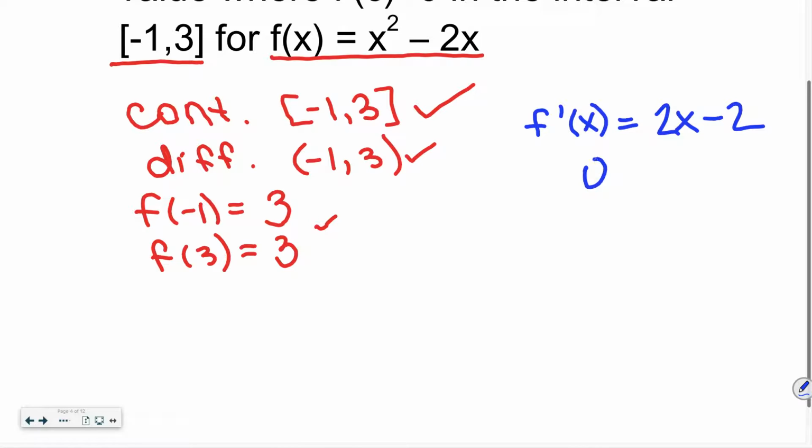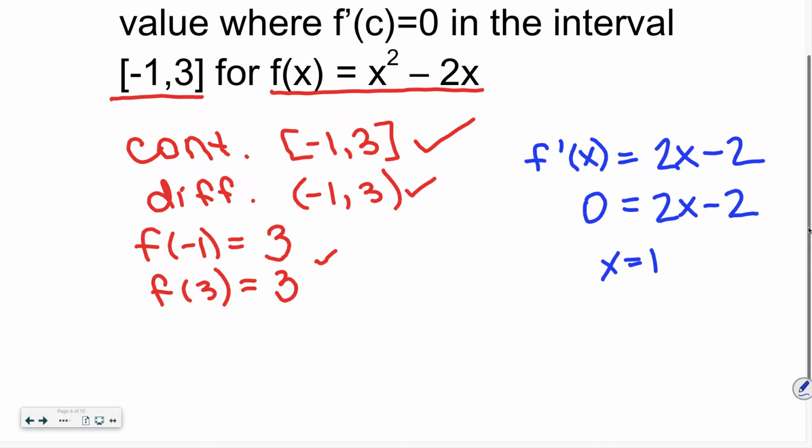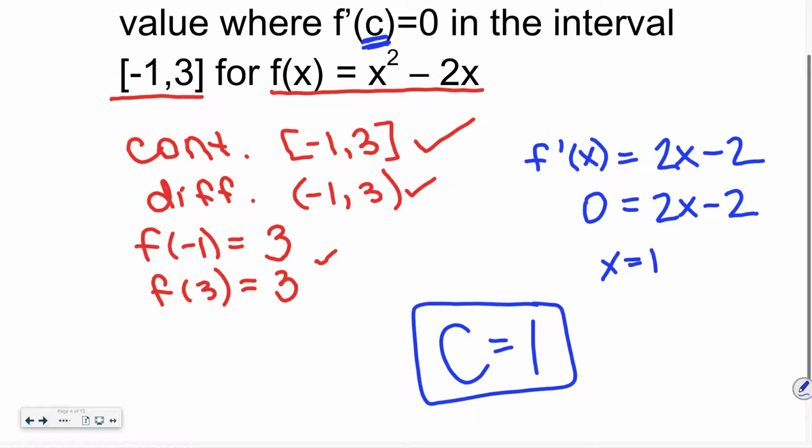And I want to know where that equals 0. Colby, where does that equal 0? X equals 1. Okay. Now, most often they're going to ask for a C value. They're basically just asking you for the specific X value. We solved for X is 1, so C is 1.